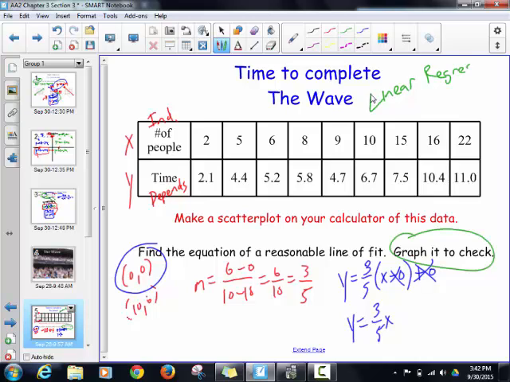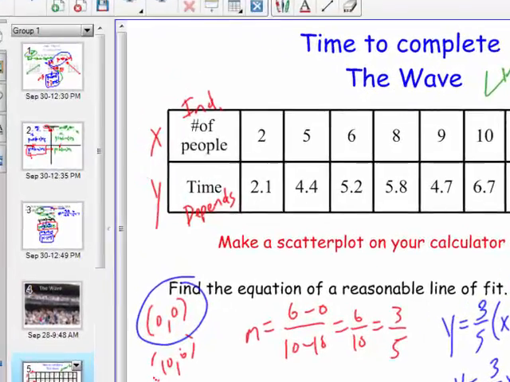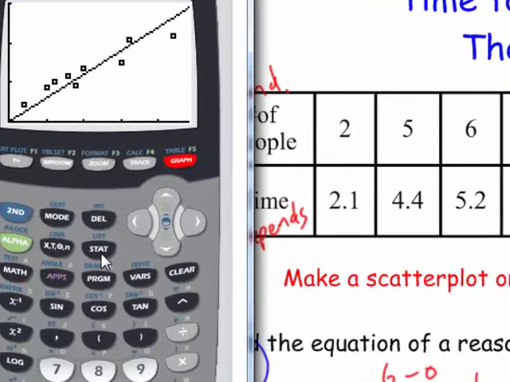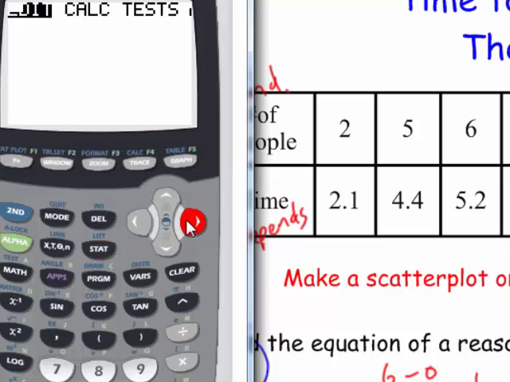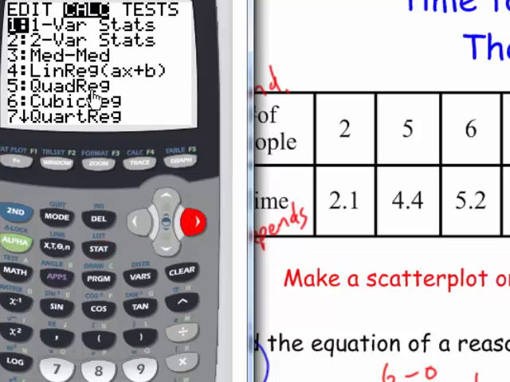And to do that on your calculator, to find the perfect line of fit, it's a part of your statistics, right? Linear regression, finding that line. So I'm going to go back to statistics, and I'm going to go over to my calculations. And right there, LinReg, linear regression. And guess what do you think this is? This ax plus b. Yeah, it's like a slope-intercept form.